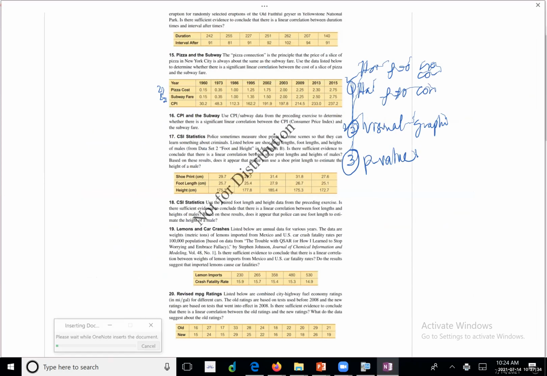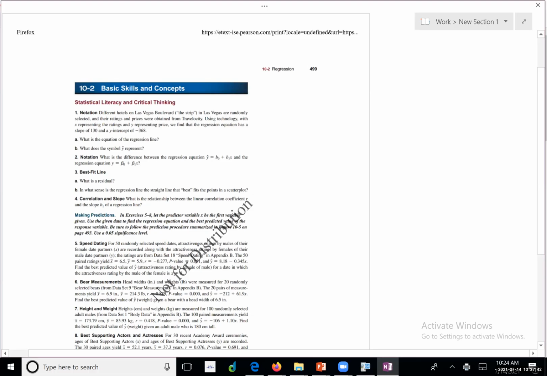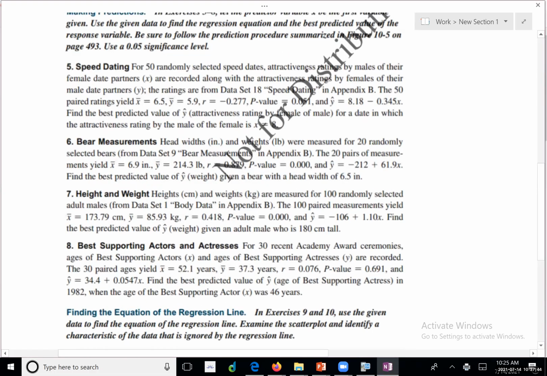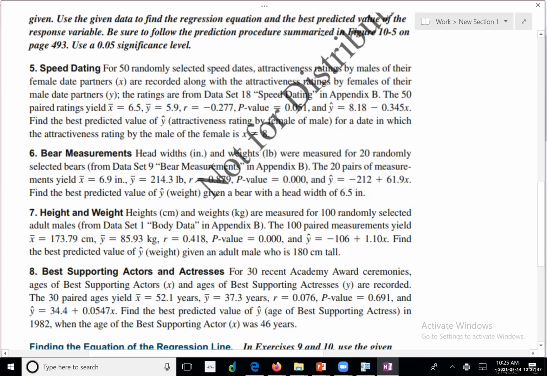So let me open it here. If the p-value is small, it's a good prediction. So you would say good prediction, or there is a correlation because the p-value is small. So yes, correlation. Okay, so if it is a good prediction, then you can use the line of best fit.